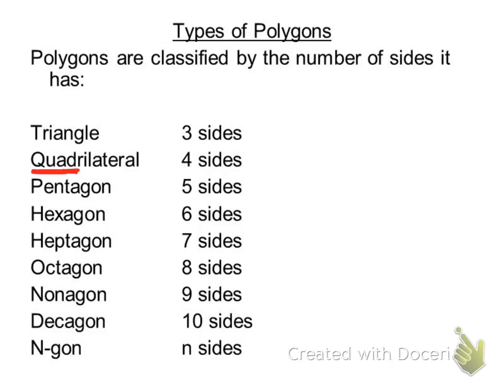Alright, a pentagon. Pentagon like the Pentagon in Washington, D.C. It has 5 sides. Penta means 5. If it has 6 sides, we call it a hexagon. The way I remember hexagon is the X. The number 6 has an X in it. Hex has an X in it.